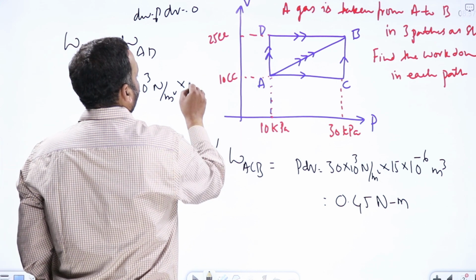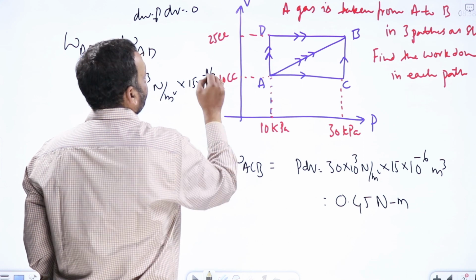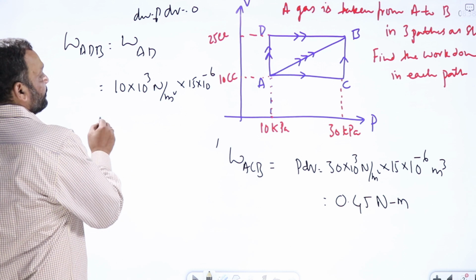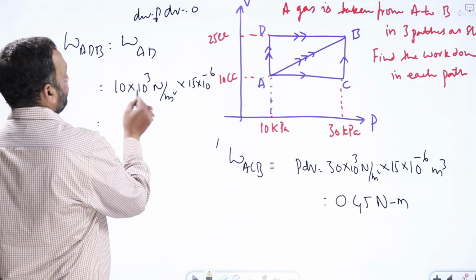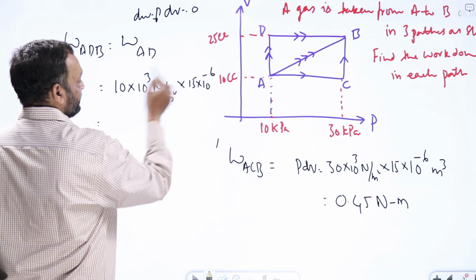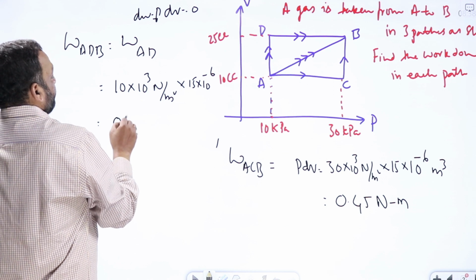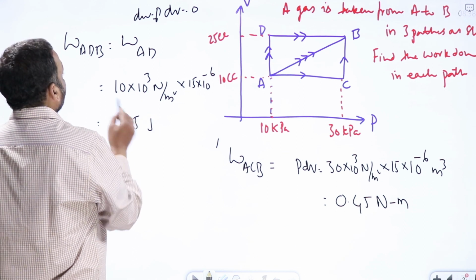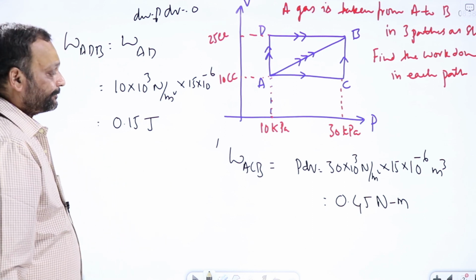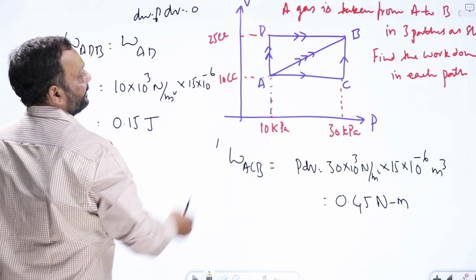change in volume, which is again 15. Change in volume is 15 into 10 to the power minus 6 meter cube, because 1 cc equal to 10 to the power minus 6 meter cube. So this is nothing but 15, 10 to the power 4 into 10 to the power minus 6, that is 10 to the power minus 2, into 15, which is nothing but 0.15 joules. Work done is 0.15 joule or Newton meter. So this is the work done in WADB.